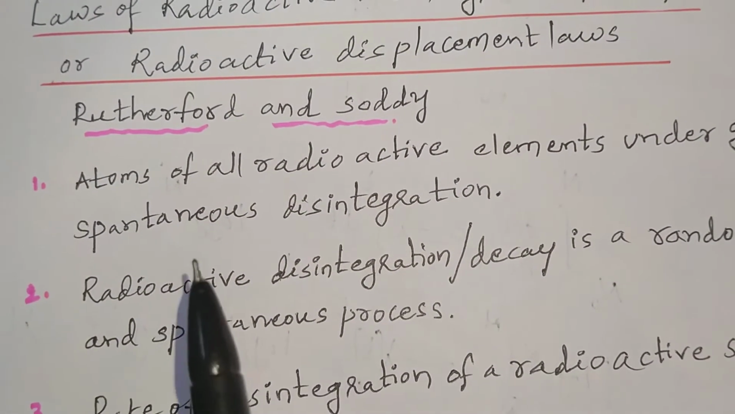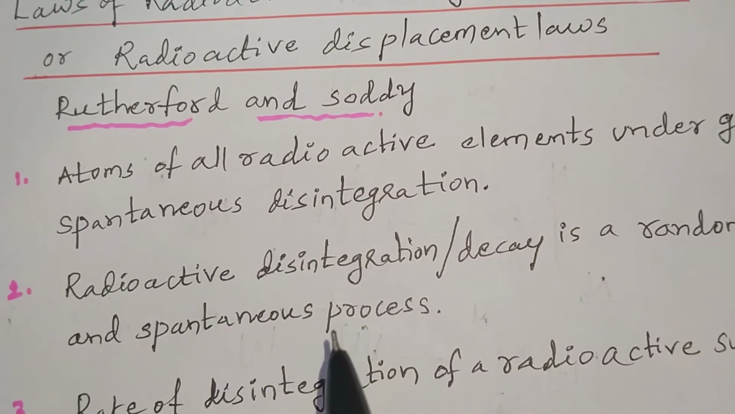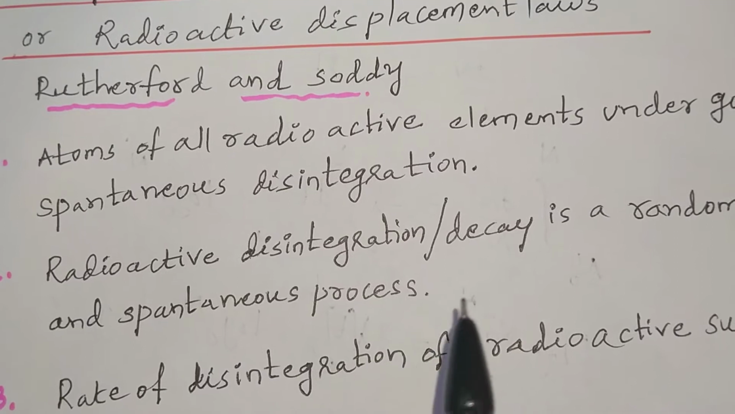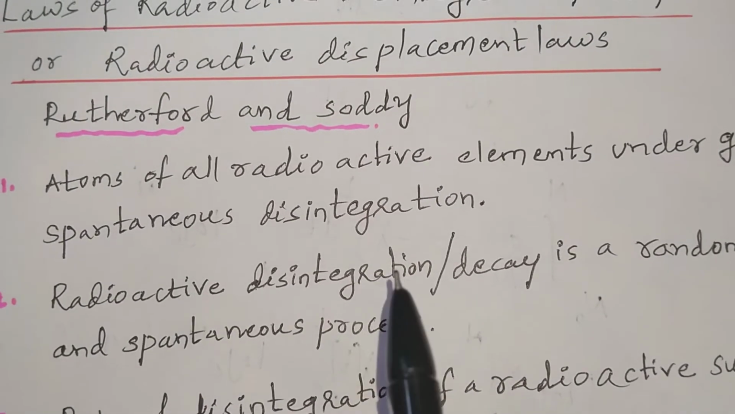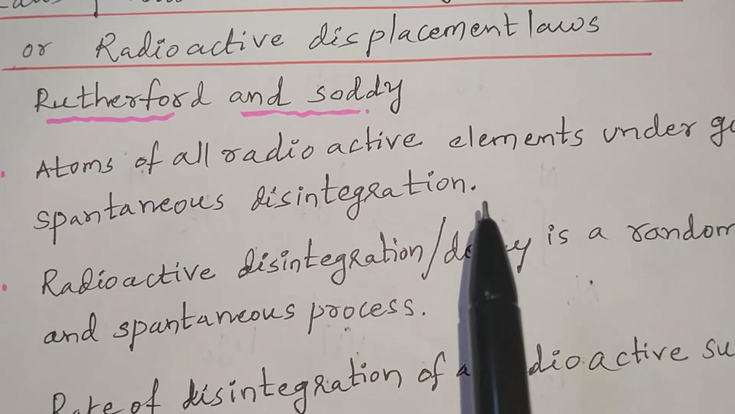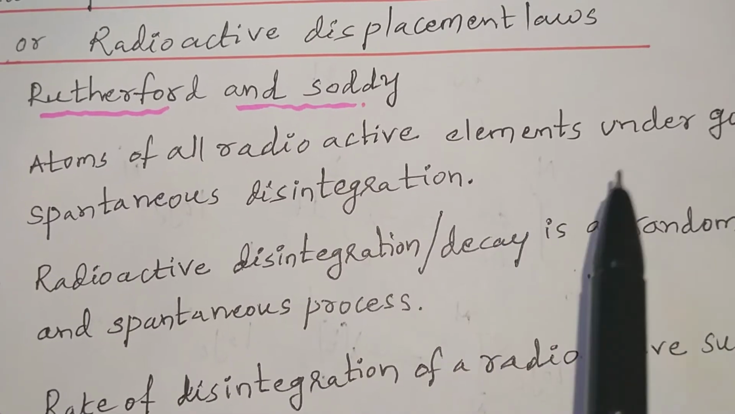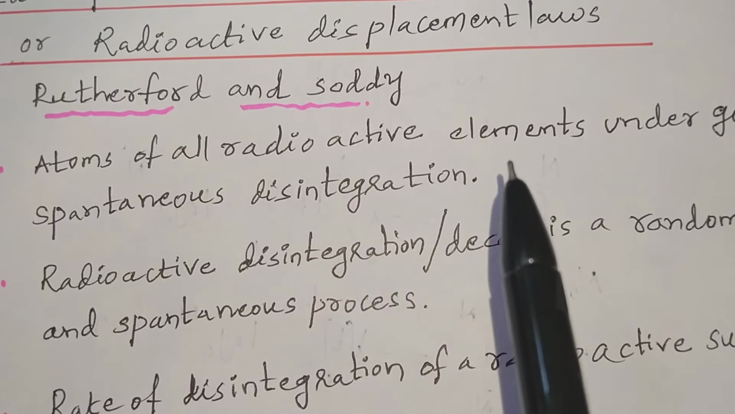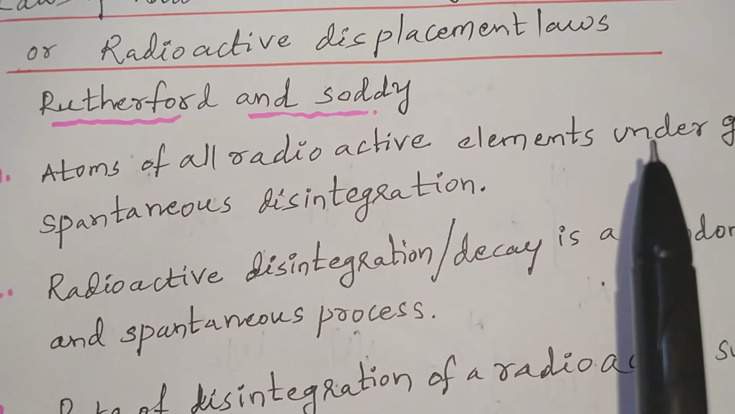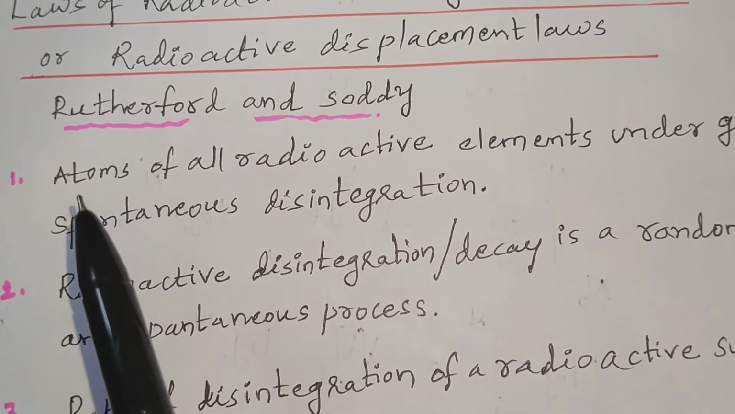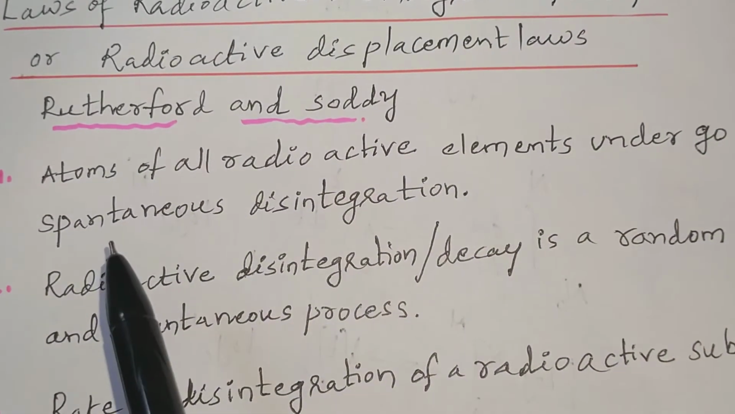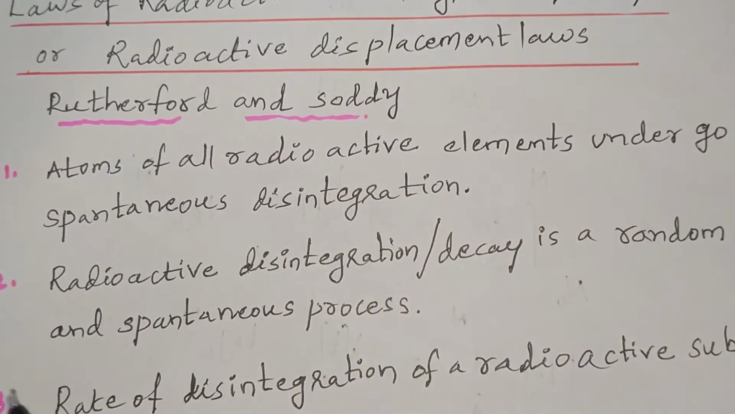The first law: atoms of all radioactive elements spontaneously disintegrate and a new element is formed. Alpha, beta, gamma radiations are emitted when a radioactive substance disintegrates. That is the first law: atoms of all radioactive elements undergo spontaneous disintegration.